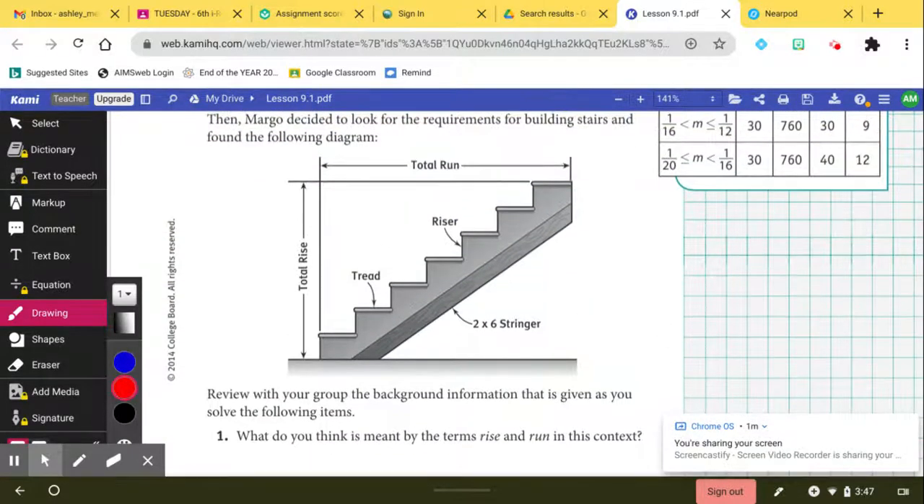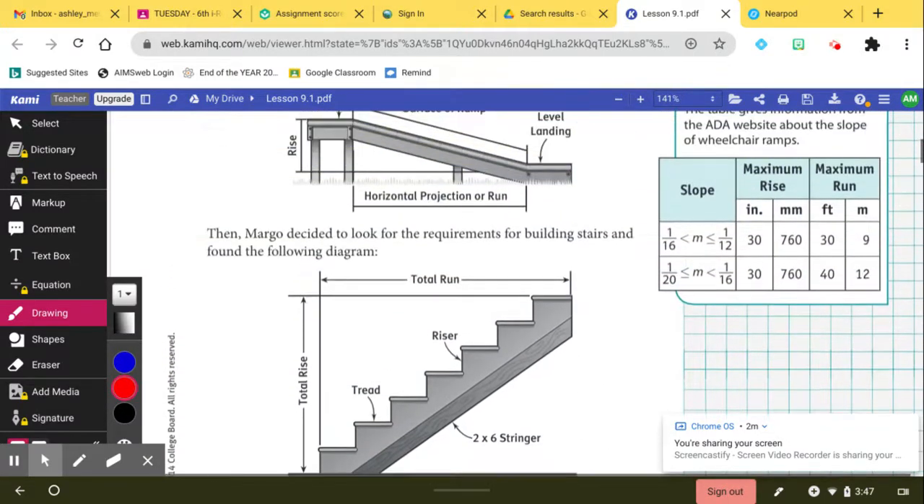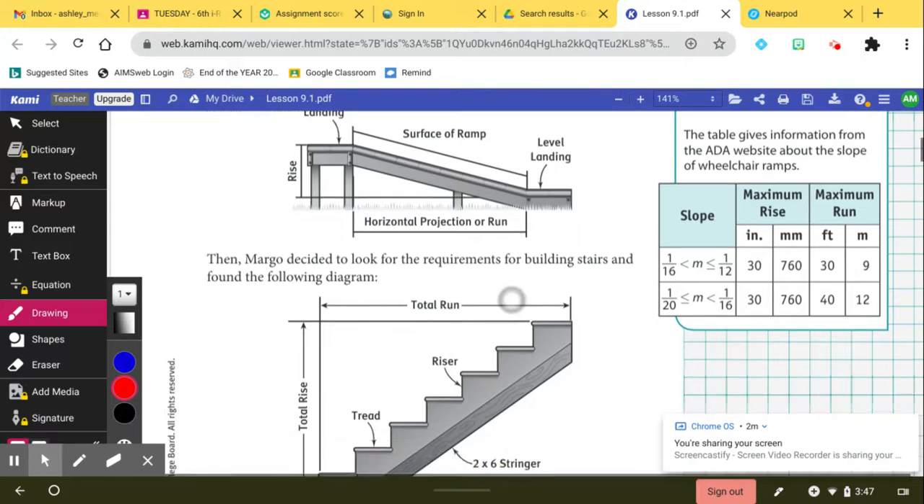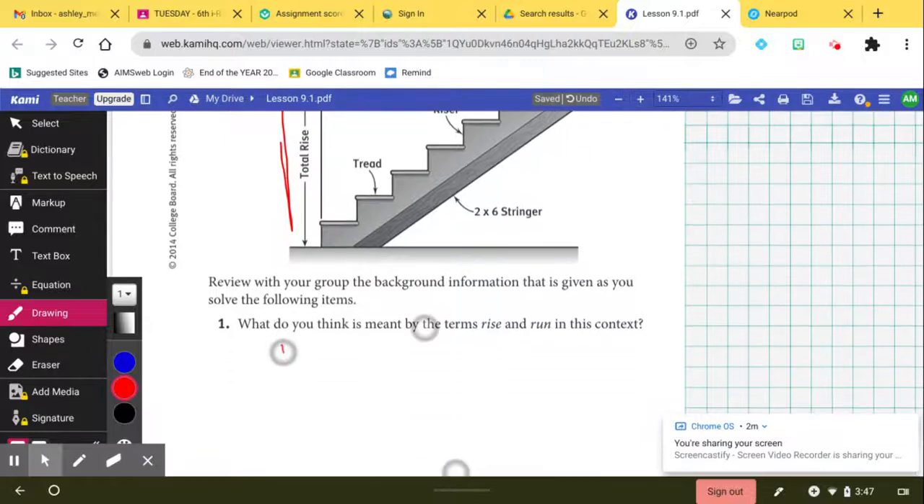So it says, review with your group the background information that is given as following items. So obviously, I'm your group. So number 1, what do you think is meant by the terms rise and run in this context? So if we're looking at this, we see we have a rise and then a horizontal projection or a run. And again, we still have the rise and the run. So it looks like the rise is equal to our vertical movement. So how much do we go up and down? Vertical movement. And the run is equal to our horizontal. How much do we go left and right?